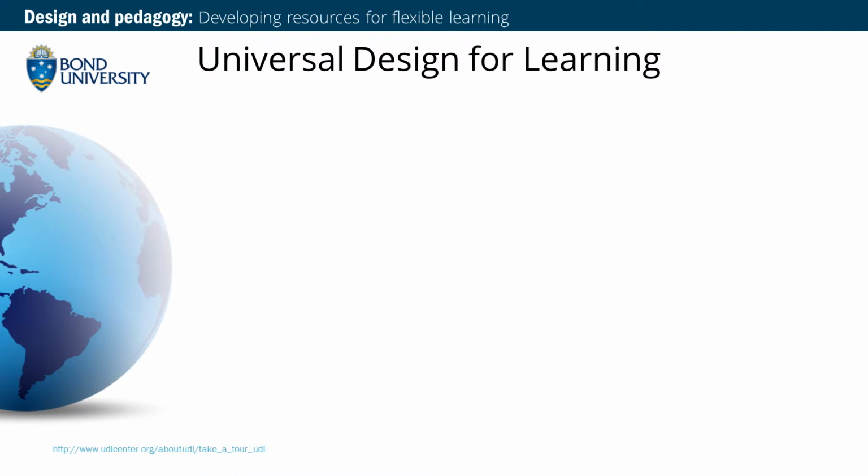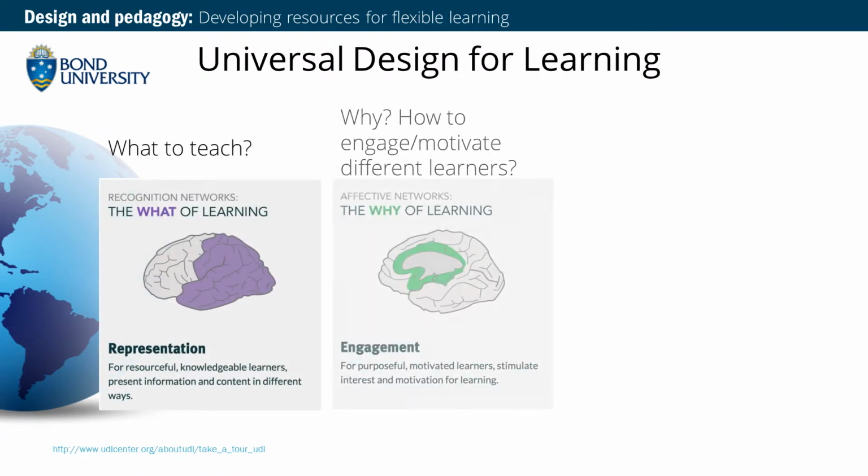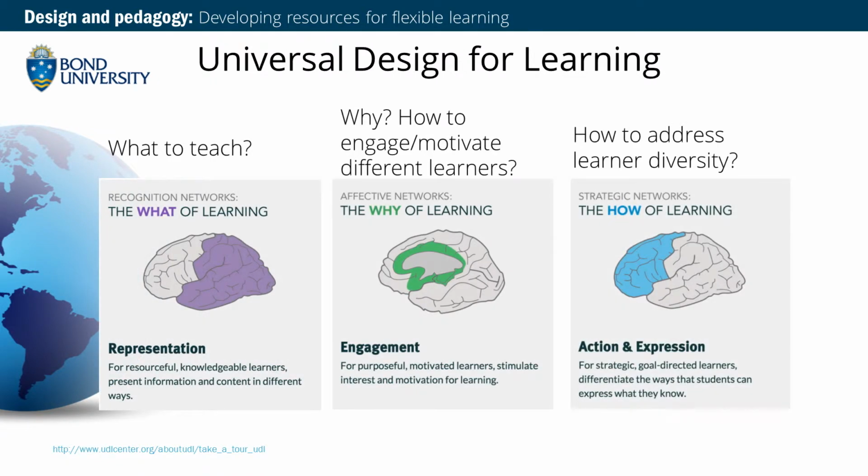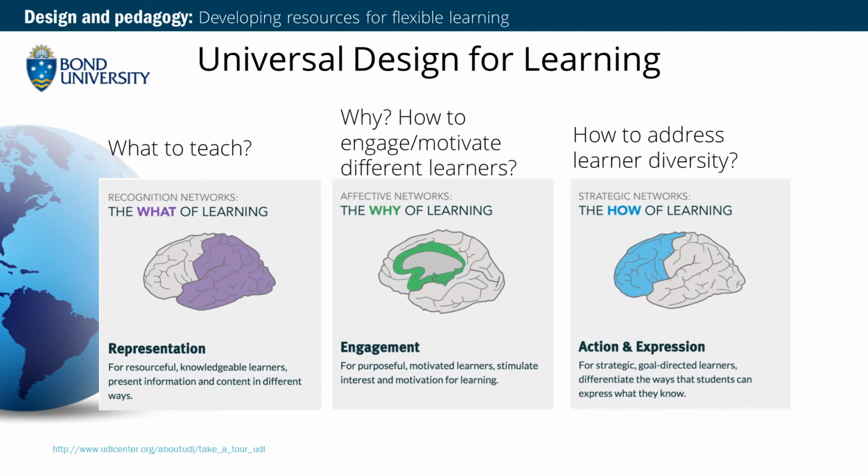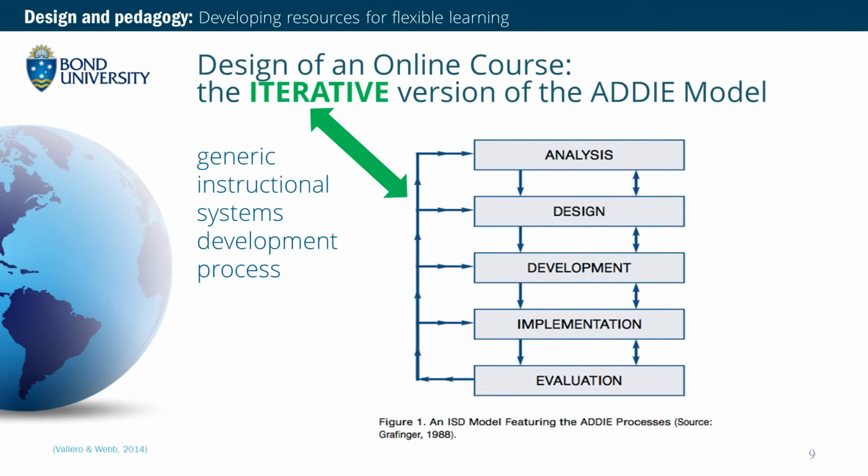Another theoretical framework we use is universal design for learning. So it's essentially three questions that really matter in designing flexible learning materials: the what of teaching, the why of teaching, so how to engage and motivate different learners, and also how to address learner diversity. So how to differentiate the ways that students can express what they actually know. So it's not just the presentation of the knowledge, but also allowing the students to express their own knowledge in different ways.